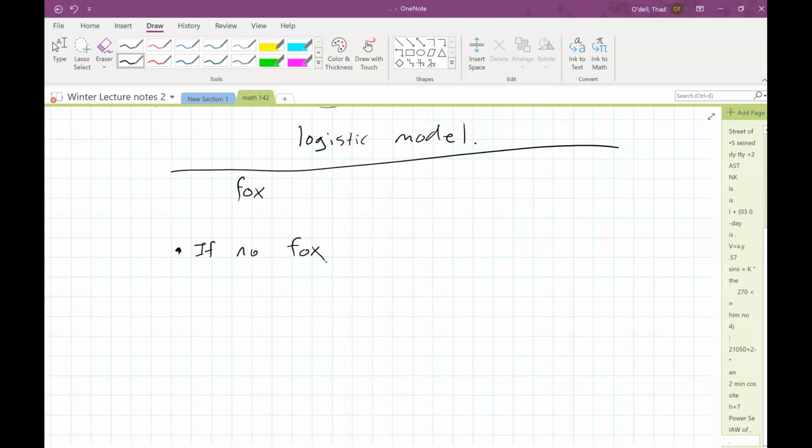So let's just say if there aren't any fox in the area, or any other predators, but again, we're not thinking about the other predators yet, we're just talking about fox. If no fox, then rabbits grow uninhibited. In other words, proportional to the population, just like our first model.